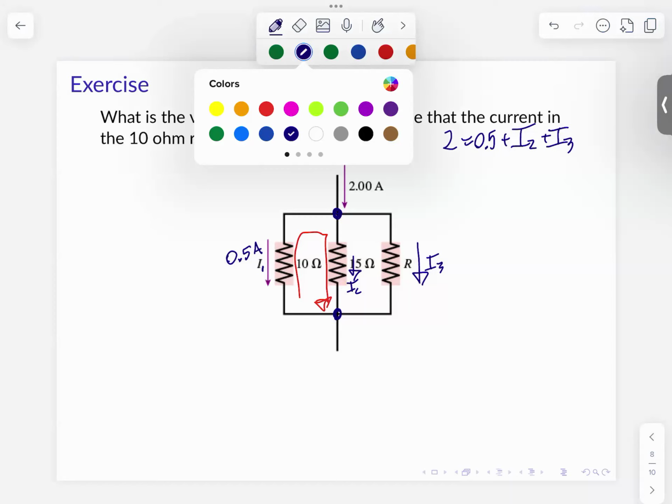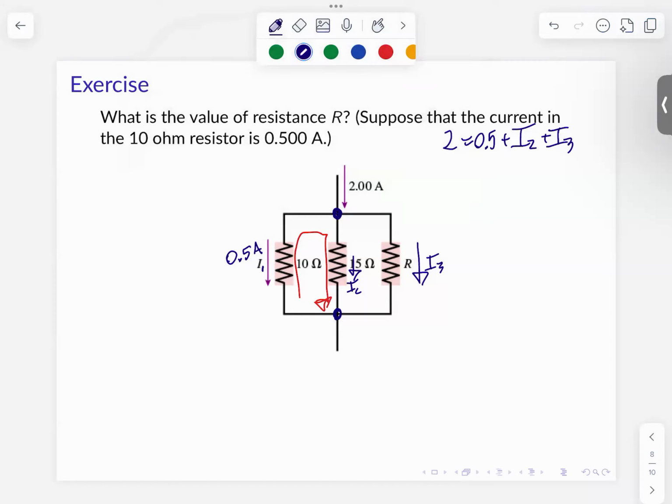So what I could say mathematically along that left path is the voltage change across the resistor is I times R. That's the voltage gain, equal to the voltage loss through the 15 ohm resistor.